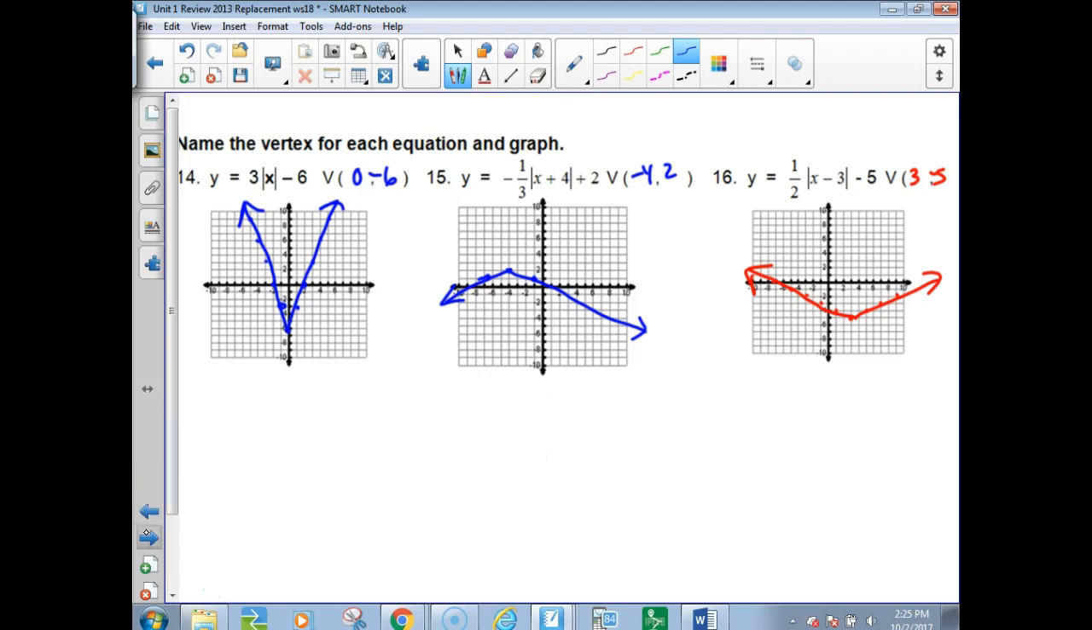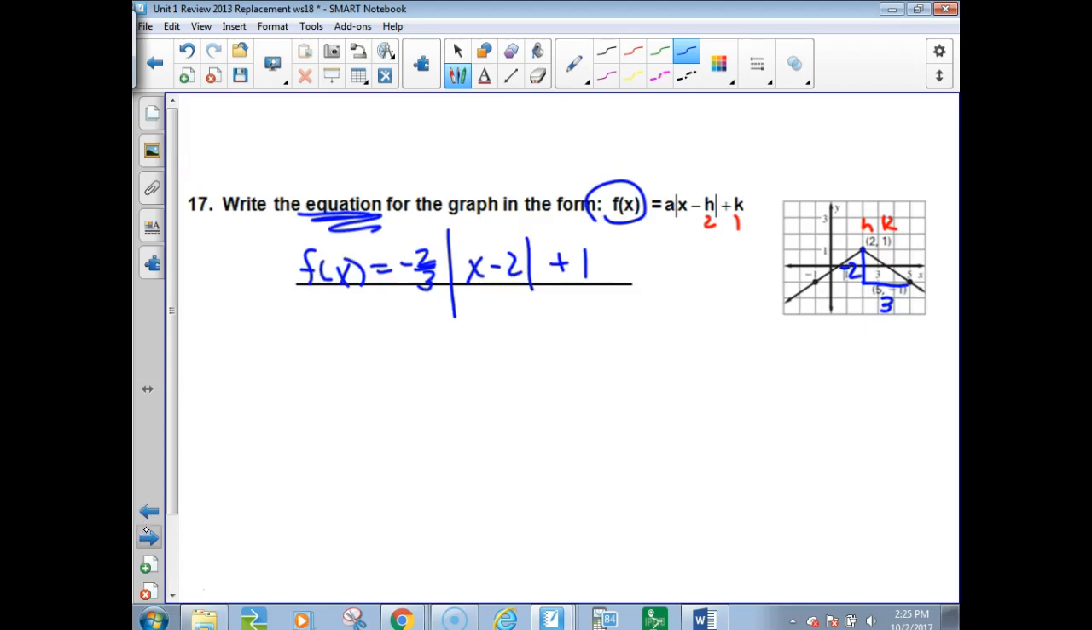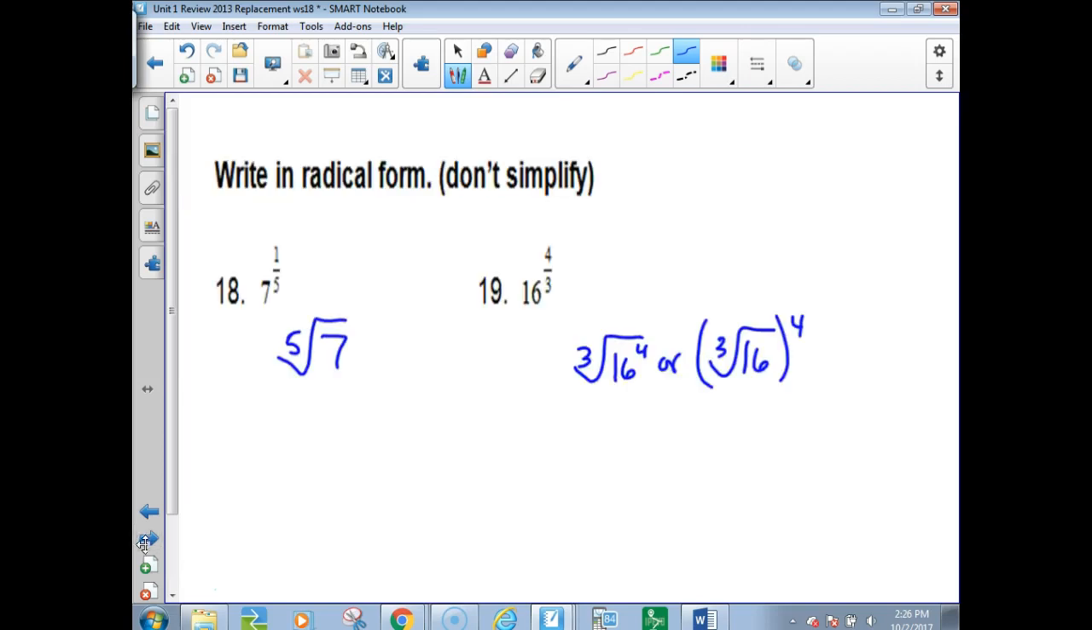They may want me to do one of these from scratch. Graph one? No? Okay. There's the equation for this one. That is a negative 2/3. Do you want to go over that one? Okay. Everybody good? If you still need this, raise your hand. Give me a sign.